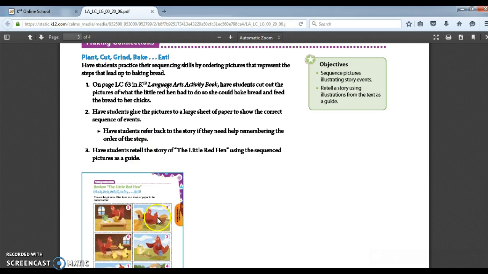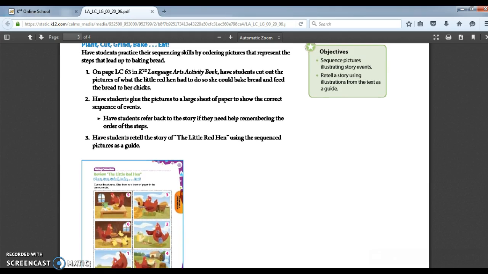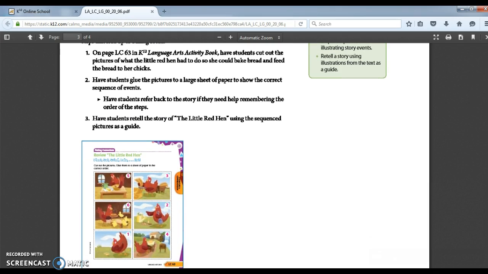Once you have all these pictures cut out, you're going to put them in order. And boys and girls, if you forget what happened in the story, learning coaches, you can open up the story on page 148 and 149, and you can help your student decide which picture you're going to glue first, which picture happens next, and you're going to put the pictures in order of how it happened in the story.